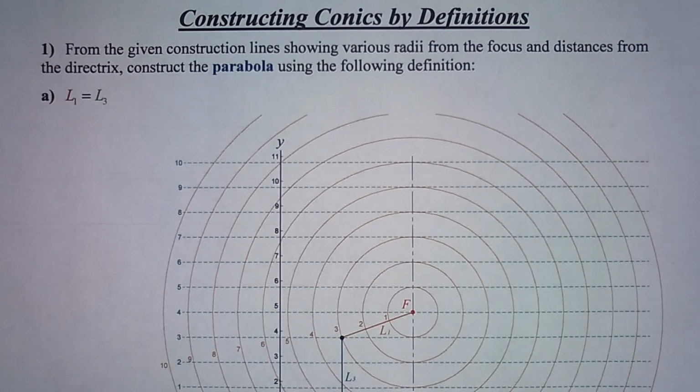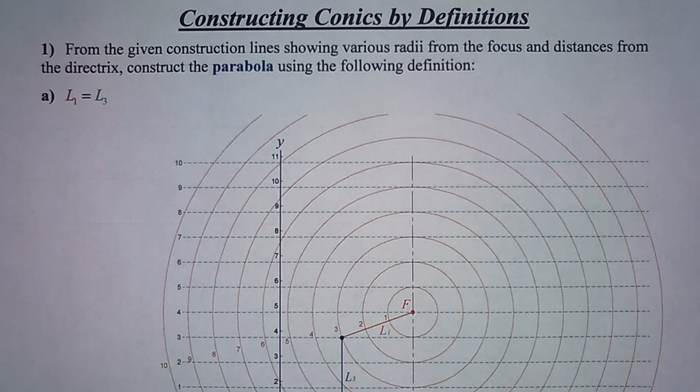Hey guys, today we are going to construct conic sections based on their definition. Those conic sections include parabola, hyperbola, and ellipse. We will be graphing those three based on their definitions. Okay, so first we will graph a parabola.